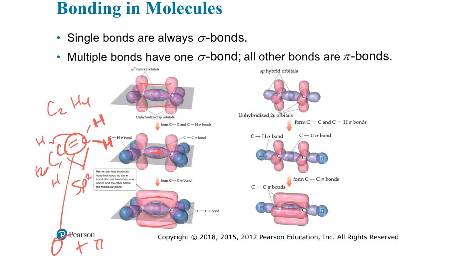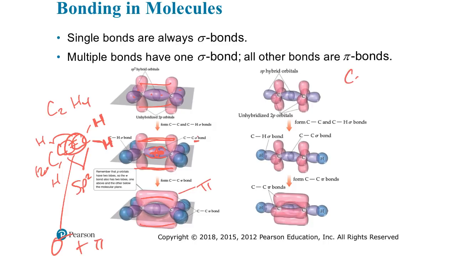So we get the sigma overlap of the sp2 hybrid orbitals. So we have hybrid orbital 1 and 2 overlapping here. So that's our sigma bond. And then the pi bond is from the overlapping of the leftover p orbitals. So that's our pi bond. So we get a sigma and a pi bond with the double.